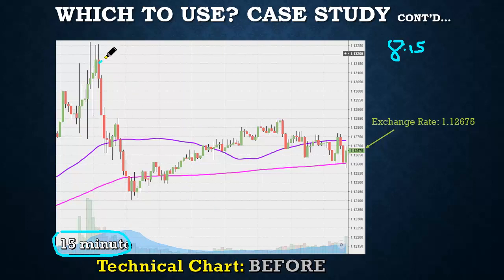But all 15-minute means is that each one of these candlesticks, as they're called, represents 15 minutes worth of time.